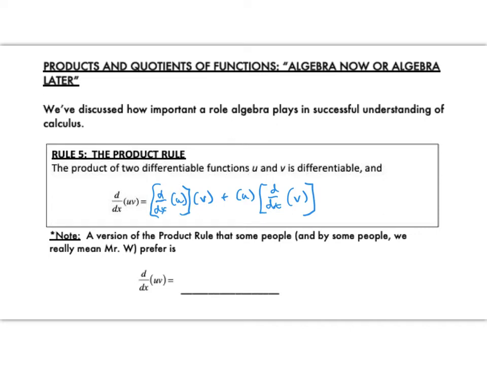You're basically taking as many different terms of products of functions, and then you take the derivative of each function one at a time in these terms. And when you see it on the next slide, you'll understand a little bit more what I mean. Another version of the product rule, but some people, and by some people I really mean me, prefer is u prime times v plus u times v prime. And it kind of rolls off the tongue a little bit easier and is easier to remember.